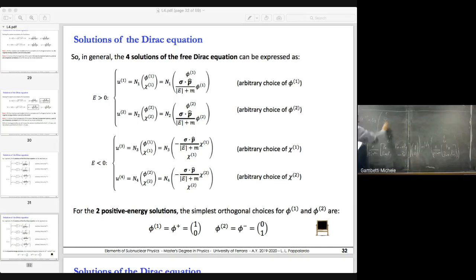Here we have Pz divided by E plus M. And then we have Px plus I Py divided by E plus M. Okay? And it is our spinor psi 1, psi 2, psi 3, psi 4.